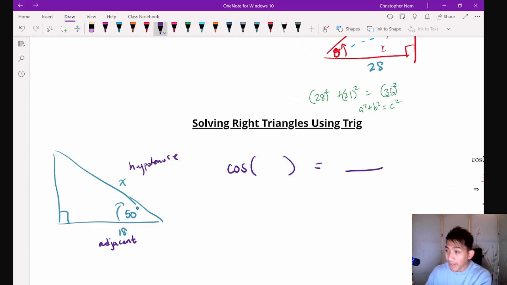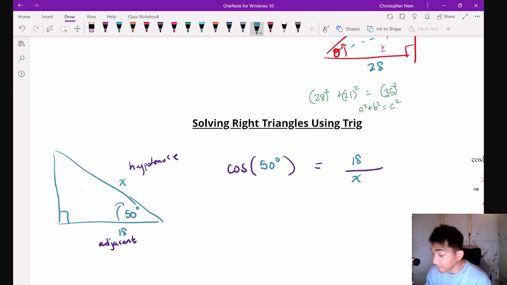It has an input, and it's going to spit out a side ratio. So I need to fill in what's the input. Well, the input is the angle measurement, 50 degrees. Now, what does it spit out? It spits out adjacent over hypotenuse, which is 18 over x. Boom. Now I can solve for the hypotenuse x.